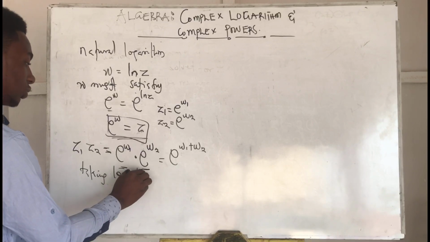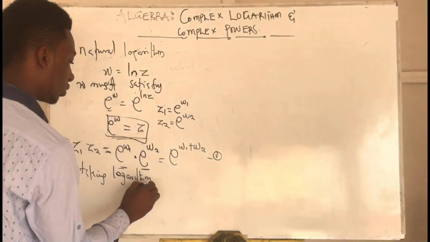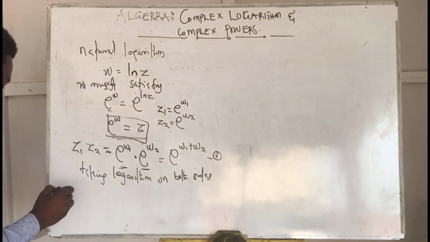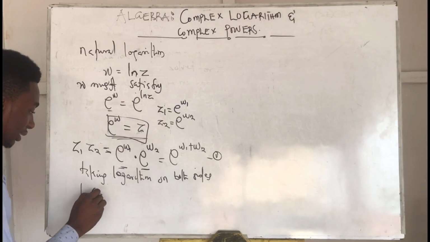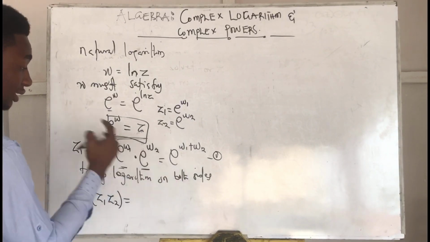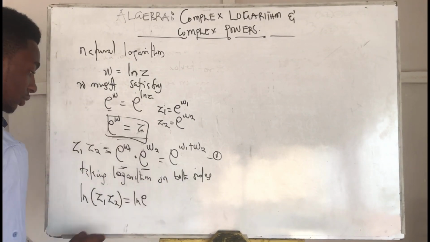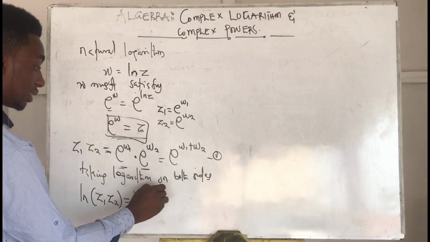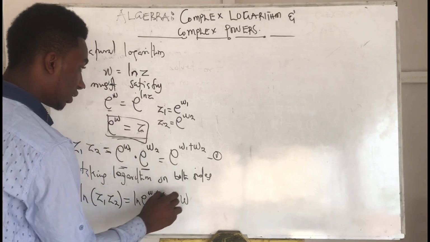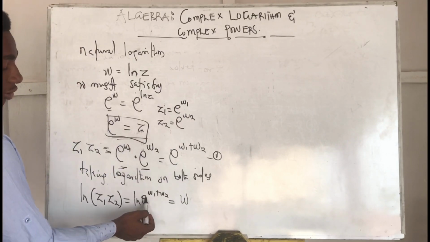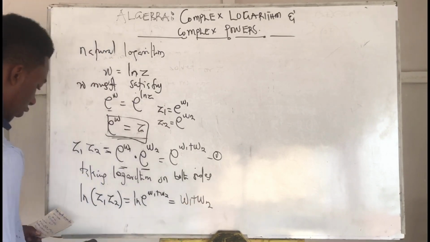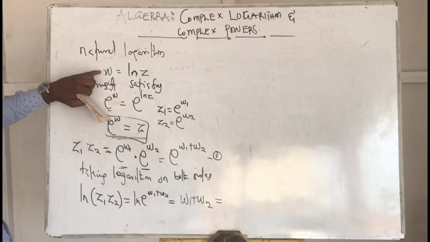And if we take log on both sides of this equation, we get ln of Z1 multiplying Z2 is equal to the ln of e to the W1 plus W2. And the ln of e to the W1 plus W2 is the same as W1 plus W2, since ln of e to the power is the same thing as the exponent. So it is equal to W1 plus W2.